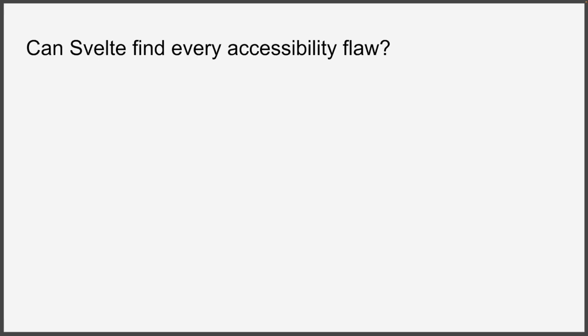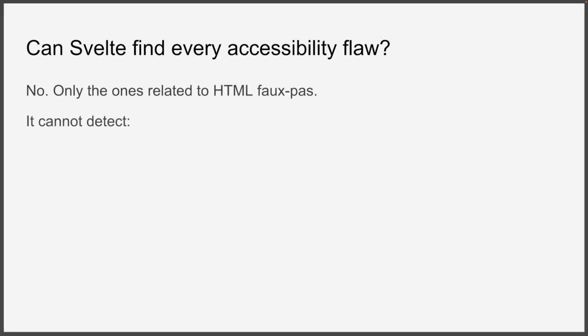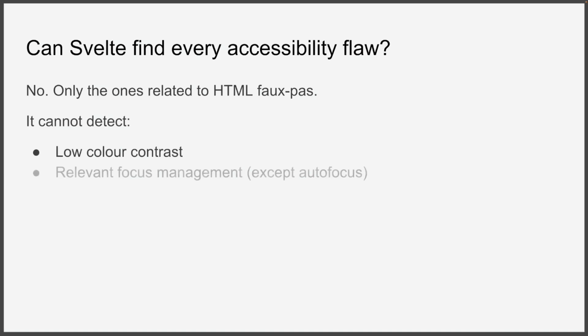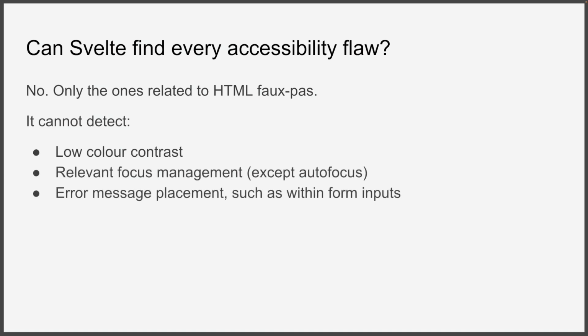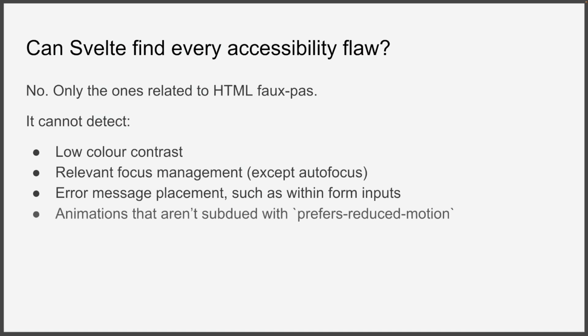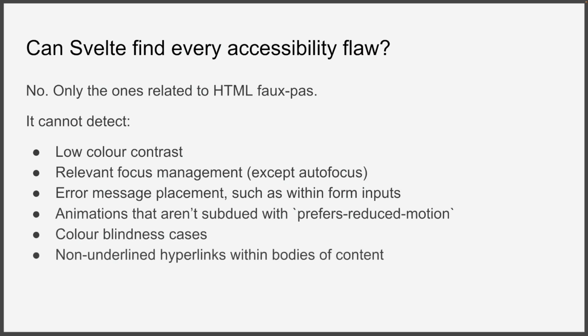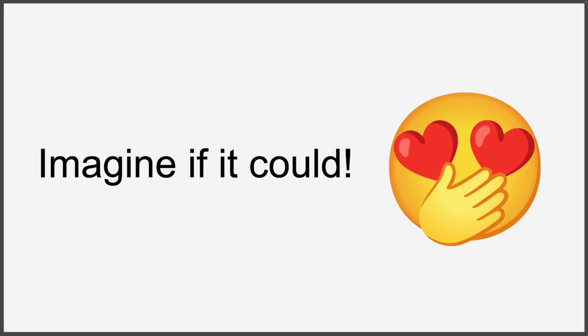This is great, but can Svelte find every accessibility flaw? No, only the ones related to HTML faux pas. It cannot detect low color contrast, relevant focus management, error message placement such as within form inputs, animations that aren't subdued with prefers-reduced-motion, color blindness cases, non-underlined hyperlinks within bodies of content, and so much more. This is barely scratching the surface. But could you imagine if Svelte could detect those things? Of course, it would have to run a browser or something, but one can dream.